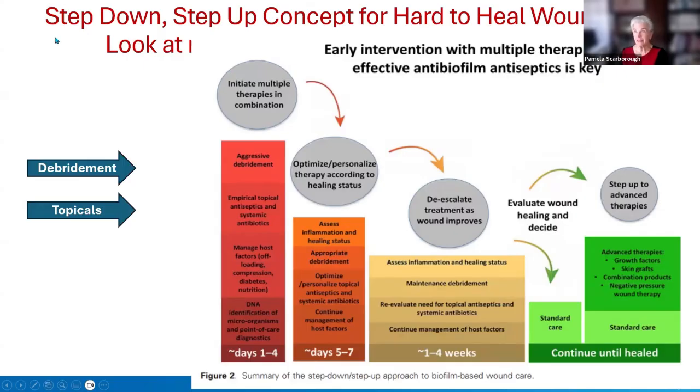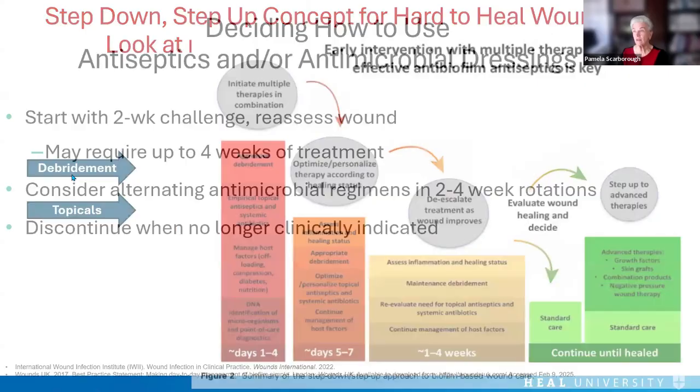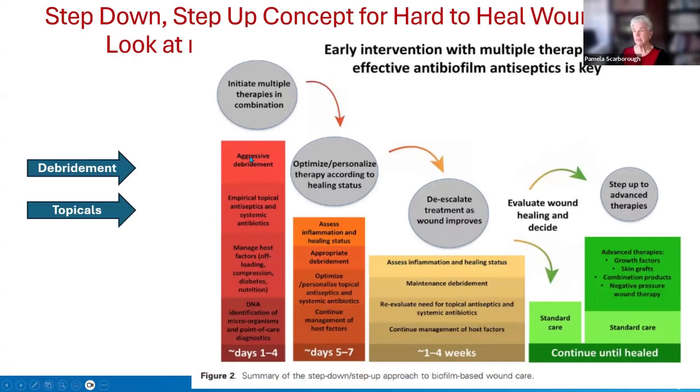Now, we talked about this is your step down, step up concept for hard to heal wounds. This has to do with our debridement. And after you do your debridement, then you're going to put on your topical antimicrobial. So that's where this is. Empirical, topical, antiseptics, and systemic antibiotics. You might put your systemic antibiotic on until you get this information next, which says to manage the host factors such as offloading, compression, their diabetes, and especially in long-term care, I'm seeing diabetes is not managed at the level that they need to.